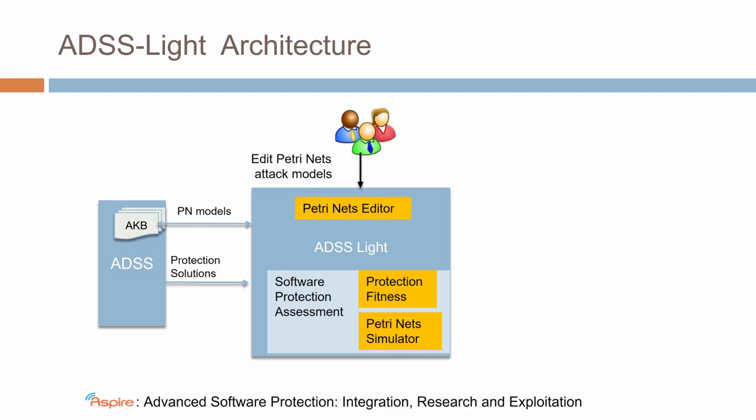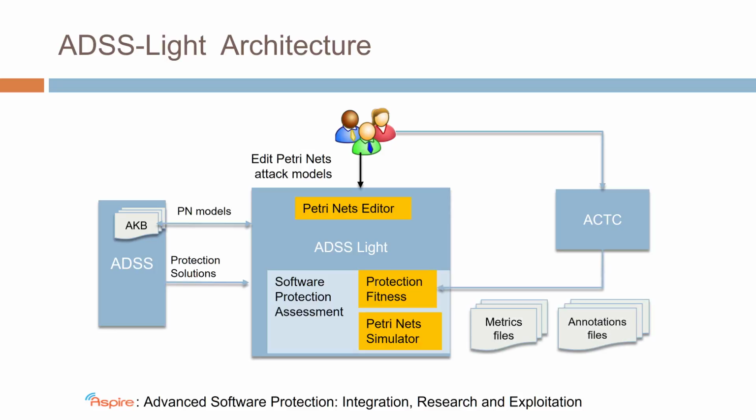The ADSS Full can provide different protection solutions. Each protection solution corresponds to a configuration file for the ACDC, the Aspire toolchain developed by the Aspire Consortium. The ACDC builds the protection solution given its configuration file and generates two files, one with the annotation of the code regions protected in the binary code, and a file containing the binary code metrics.